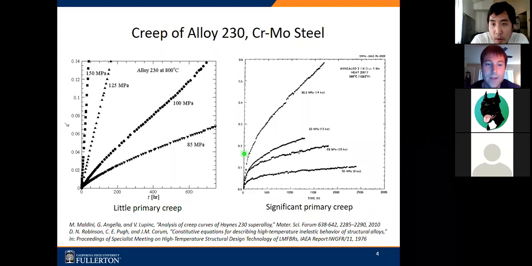So here you can see example data. This is alloy 230, a nickel-based alloy, and this is a chrome moly steel. You can see that alloy 230 doesn't really exhibit a whole lot of primary creep. The strain rate is pretty much constant throughout these creep curves. On the other hand, in the chrome moly steel, you can really see that primary creep stage at the beginning.